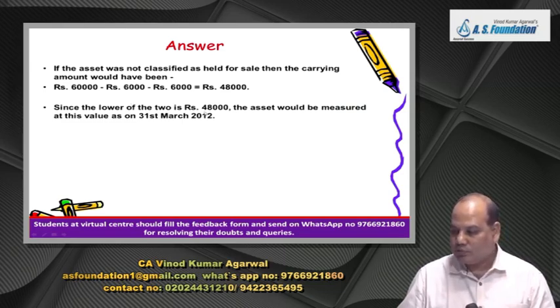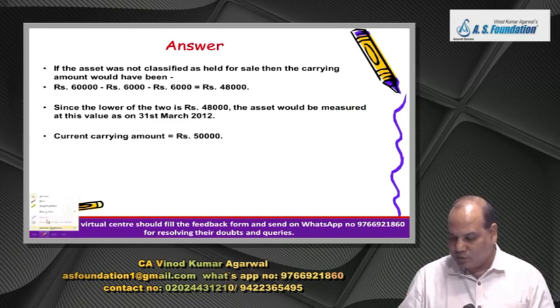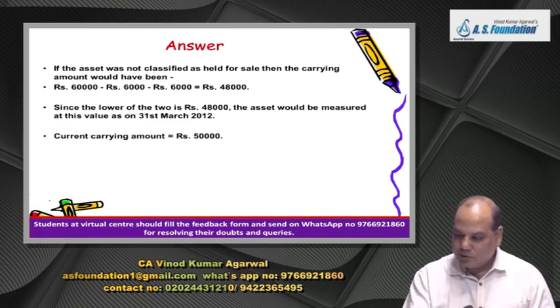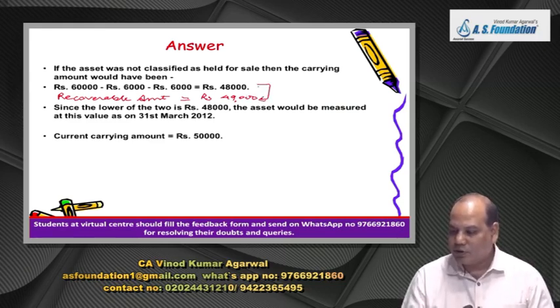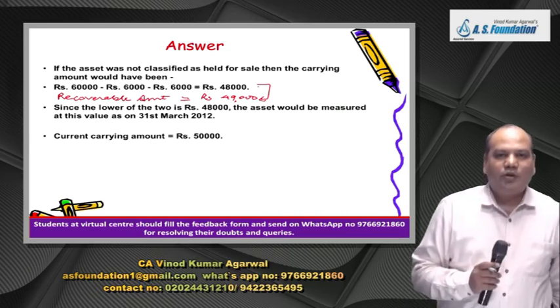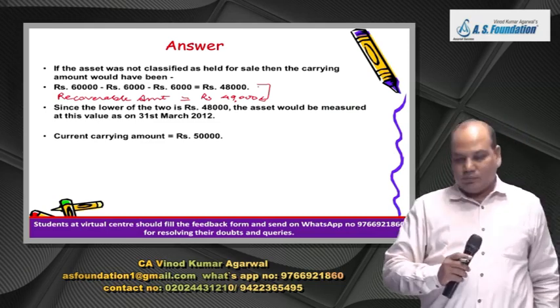Since it is the lower of the two, before that I think we should write one more line. The recoverable amount is rupees 49,000. Now you compare the two, apply the standard. Simple question for 4 or 5 marks. Since the lower of the two is rupees 48,000, the asset would be measured at this value on 31st March 2012.